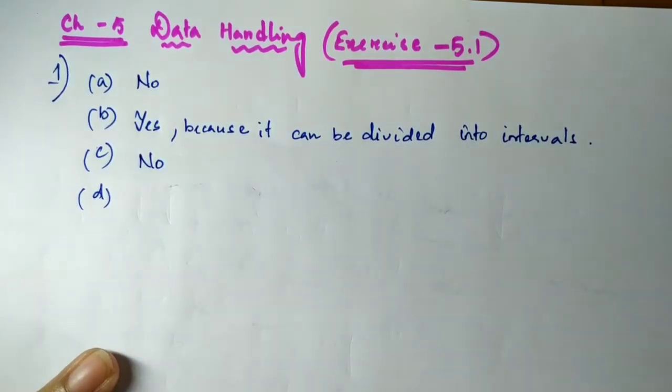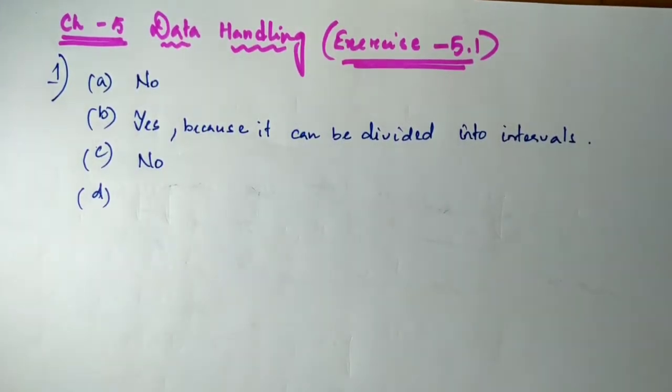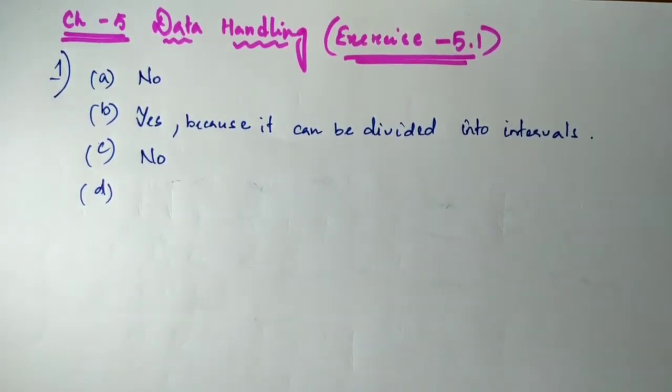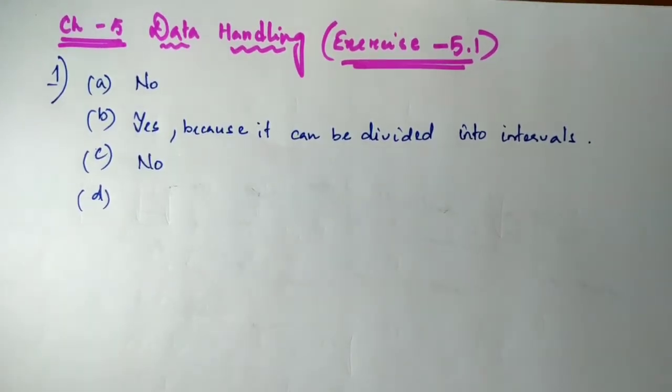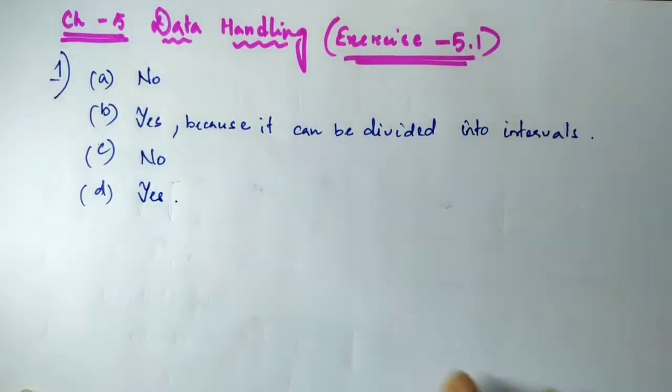Then D is the number of passengers boarding a train from 7 a.m. to 7 p.m. Obviously, we have a long period of time, 7 a.m. to 7 p.m. So we can categorize like 7 a.m. to 8 a.m., then 8 a.m. to 9 a.m. We can divide into 1 hour categories or half an hour categories or 2 hour categories, class intervals, and we can represent the data in a histogram. So yes, this can also be done. Please write down the reasons.